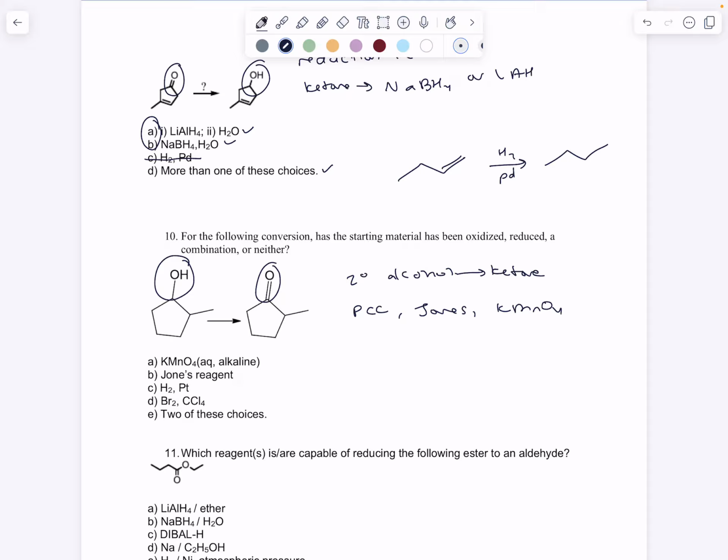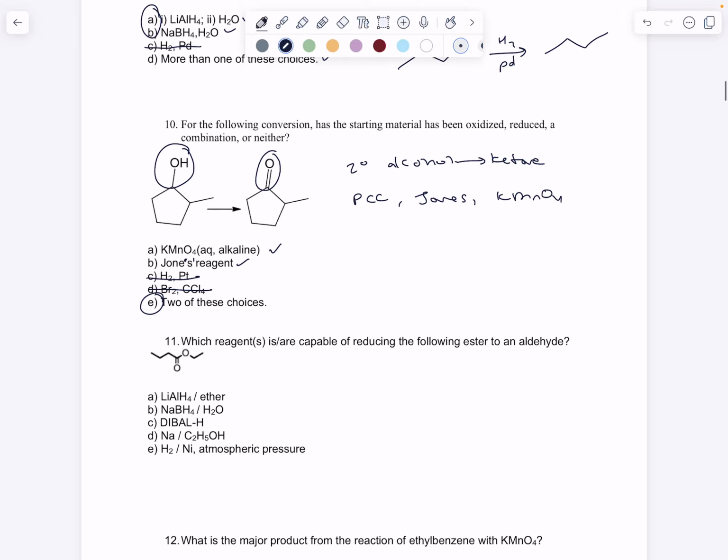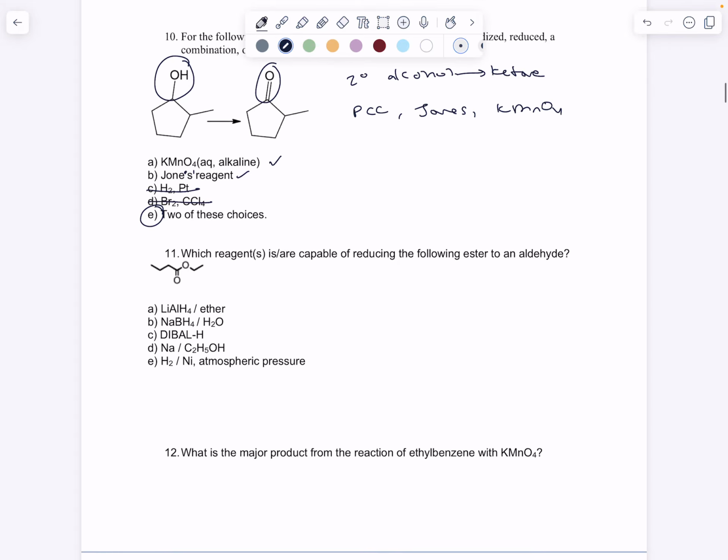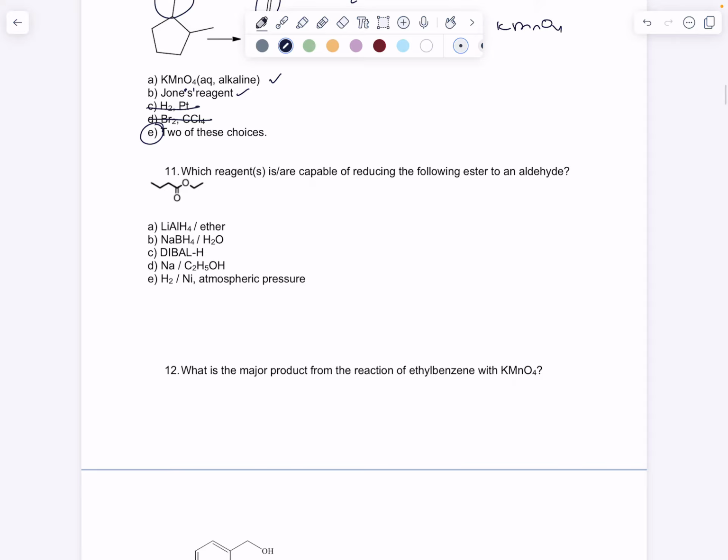So again, I'm thinking H2 and platinum's not right. Br2 and CCl4 is not right. KMnO4 is one. Jones, this should be Jones reagent like that. So I would say Jones reagent or KMnO4, either can do it. So we'll say E. Now, if this was a primary alcohol instead of a secondary, you wouldn't be able to use both of those. Okay, which reagents are capable of reducing the following ester to an aldehyde?